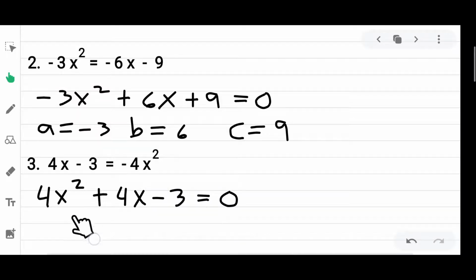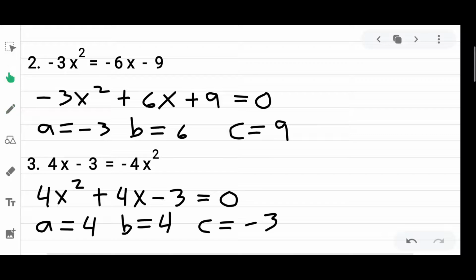So, now, identify the values of A, B, and C. Ang value ng A natin ay positive 4. Ang value ng B natin ay also positive 4. Ang value naman ng C natin ay negative 3. So, tandaan na, ang x squared, makukuha natin ang value ng A sa numerical coefficient ng x squared. And then, yung value ng B, makukuha natin sa numerical coefficient ng x, which is positive 4. Don't forget the sign. And then, for the value of C, the constant term, negative 3.